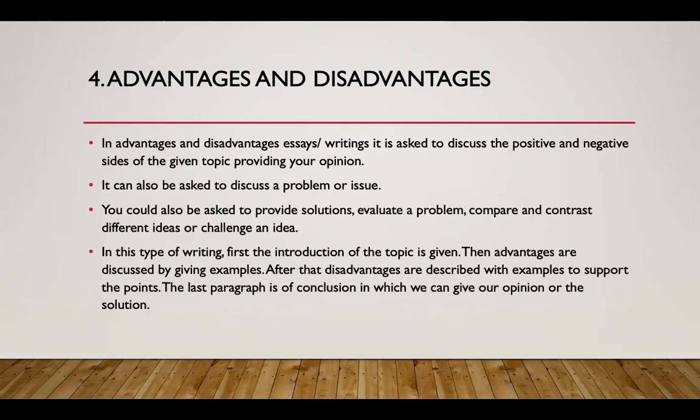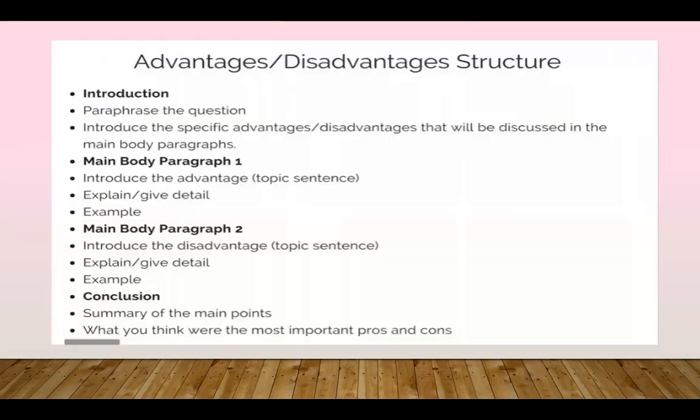So in this type of writing, first the introduction of the topic is given, then the writer can talk about advantages by giving examples, and after that the writer can discuss the disadvantages to support the points, and last comes the conclusion in which you can give your own opinion or solution. What is the structure of advantages and disadvantages compositions? First of all, you have the introduction, that is, paraphrase the question or introduce the specific advantages and disadvantages that will be discussed in the body paragraphs.